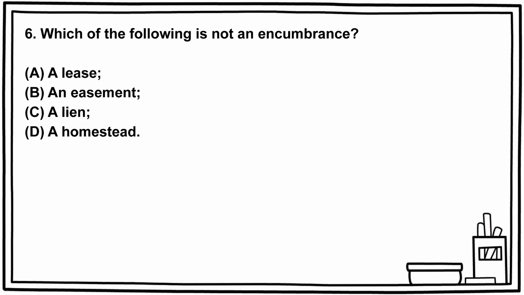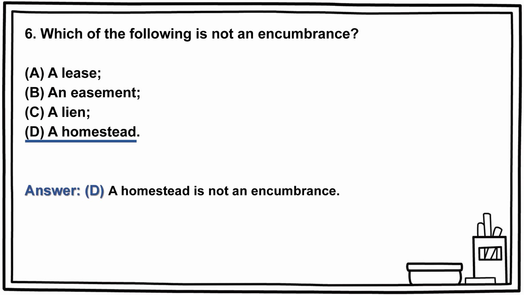6. Which of the following is not an encumbrance? A. A lease. B. An easement. C. A lien. D. A homestead. Answer: D. A homestead is not an encumbrance.